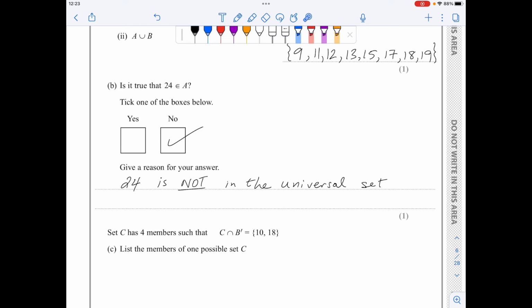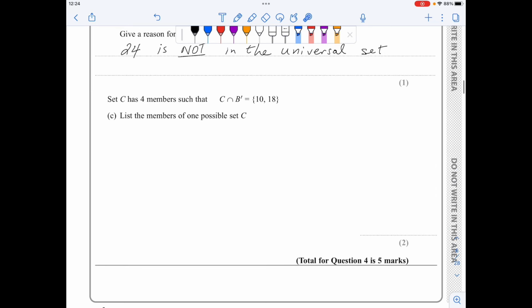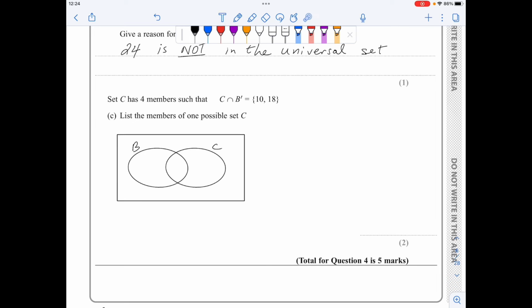Finally, for part C, I'm given that C intersection B dash is 10 and 18. Now, C intersection B dash means inside C and outside B. If I draw a small Venn diagram for B and C, this is how it will look. And in the region of only C, I will have 10 and 18. And C has 4 members, so I'll need 2 more members that will appear in this region. Let's call them X and Y. So this answer is not unique.